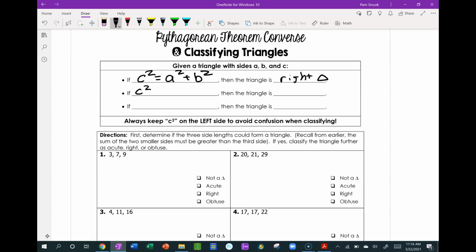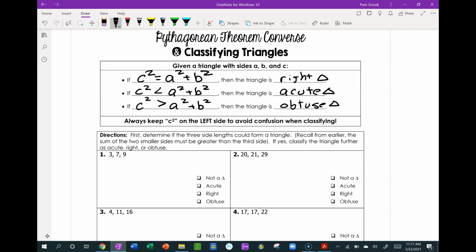If c squared is less than a squared plus b squared, then you have an acute triangle. So that means that all three angles are less than 90 degrees. If c squared is greater than a squared plus b squared, what you have there is an obtuse triangle. So you've got one angle that's bigger than 90 degrees. Always keep your c squared on the left side when you do this. It makes it so much easier. Otherwise, you can get confused.